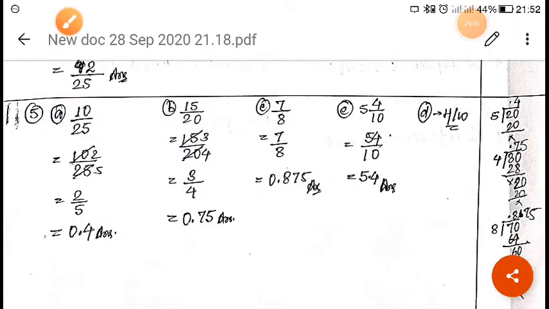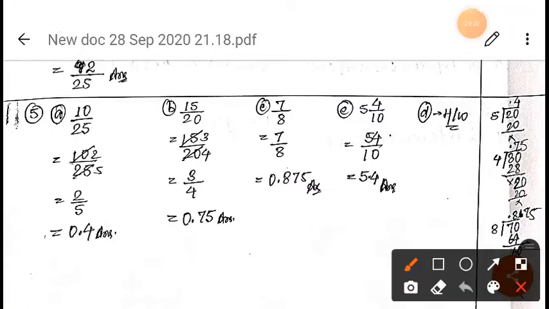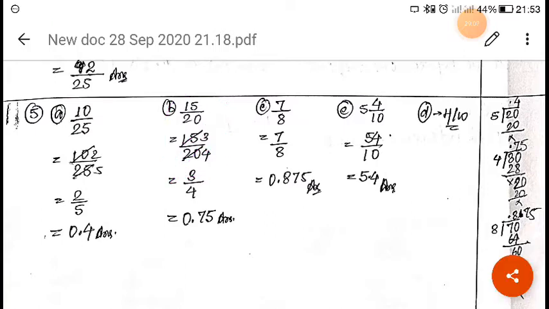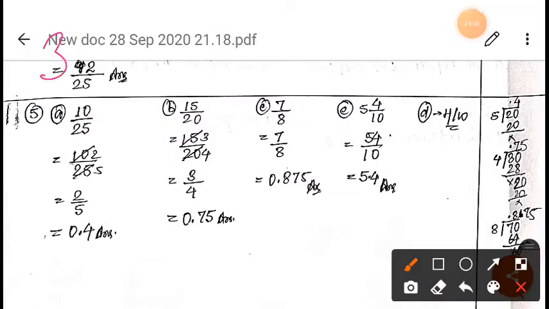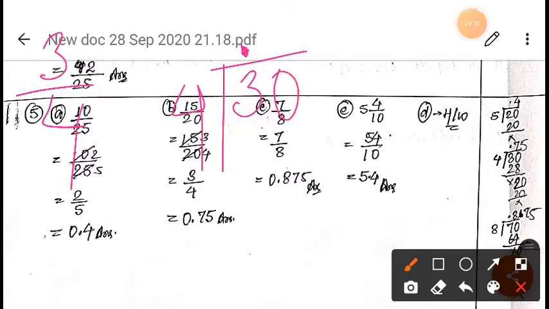Now next question is 15 by 20. As you can see, 15 by 20. So 5 3s are 15, and 5 4s are 20. What have we got? We have got 3 by 4, right? So since we have to divide, 3 will be inside, 4 will be outside. Again, 4 is bigger than 3, so what will we do? We will take a point here. Okay, so if we are taking a point, then we are adding a 0.